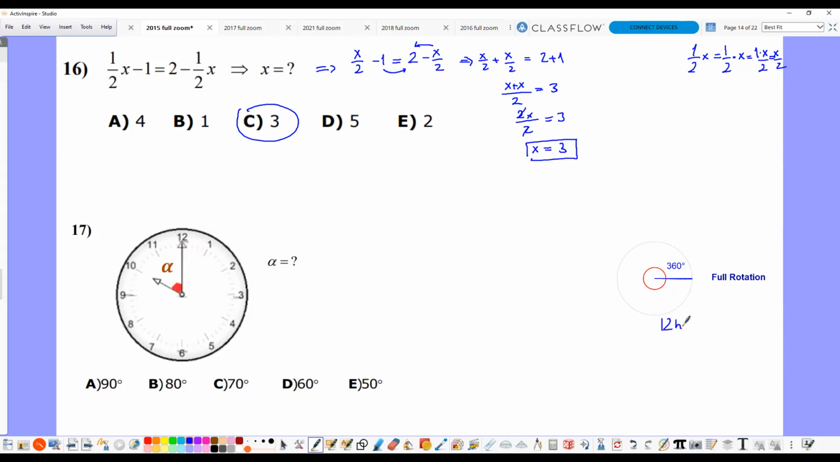And since we have 12 hours, each hour can be found like 360 divided by 12, which is equal to 30 degrees. 30 degrees is between each hour. So here the angle between 10 and 11 is 30 degrees, and 11 and 12 is 30 degrees, which means this is 2 times alpha, equal to 2 times 30 degrees, because there are 2 hours between them, which is equal to 60. Here the answer is D.